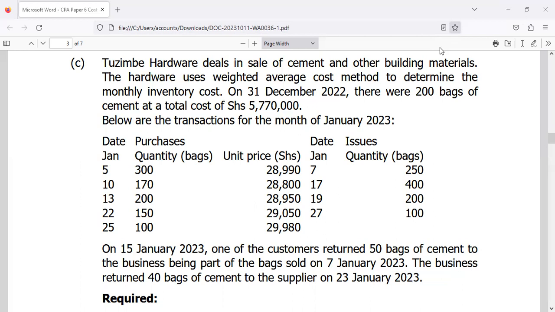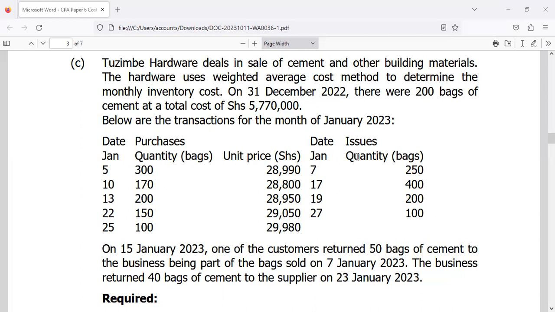And the transactions we have are for the month of January 2023, meaning that on the first day, 1st January 2023, we already have the opening inventory from the previous month, 31st December 2022. Those are 200 bags at a total cost of 5,770,000. Then we have the transactions for the month of January 2023. You have the date, the purchases, the quantity, the unit price. Then you also have the issues.